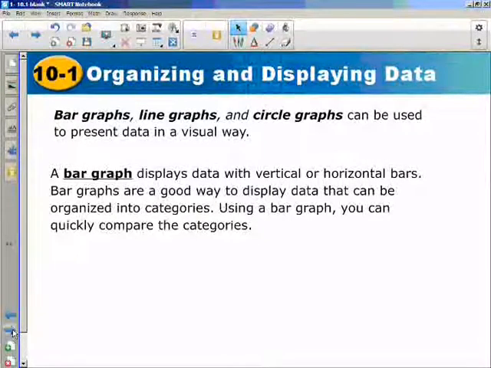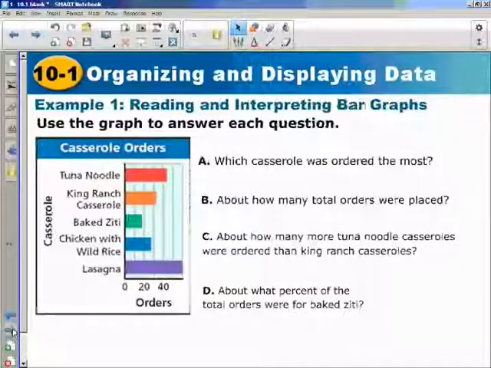Bar graphs, line graphs, and circle graphs can be used to present data in a visual way. A bar graph, and this is a definition I'd like you to put in your notes here, a bar graph displays data with vertical or horizontal bars. Bar graphs are a good way to display data that can be organized into categories. Using a bar graph, you can quickly compare the categories. And this comes up when you have to make comparisons that are offsetting. You have to choose one or the other maybe.